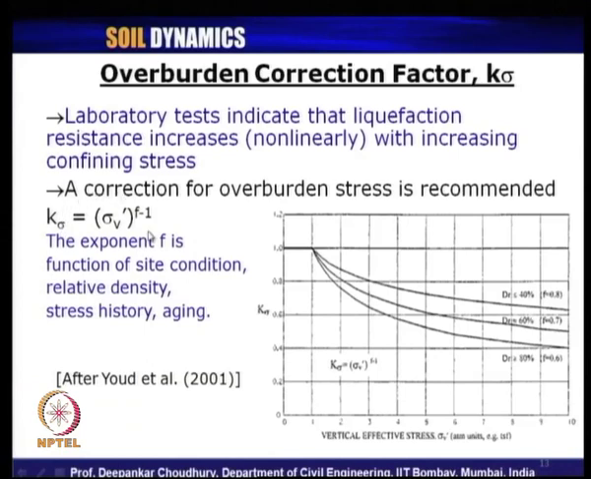So, whenever you are doing the calculations in SI units, take the effective vertical stress sigma v dash, convert it to equivalent atmospheric pressure, and put that value in this equation to get the value of K sigma. Otherwise, you can use this design chart, whichever you feel better; both will give you the same value of K sigma.